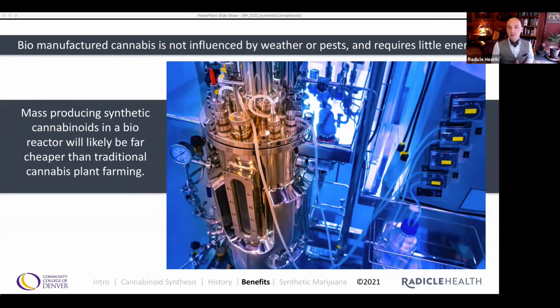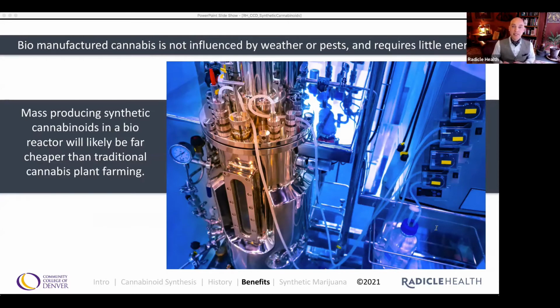While startup costs of biomanufacturing are quite high, in the near future, the cost of mass producing synthetic cannabinoids in something like a bioreactor, which might look like this, but might also just look like a big tank or a big vessel, will likely be far cheaper than traditional cannabis plant farming. Cannabis cultivation, especially at commercial scale, is land and capital intensive. Greenhouses and indoor grow facilities at commercial scale can cost tens of millions of dollars.